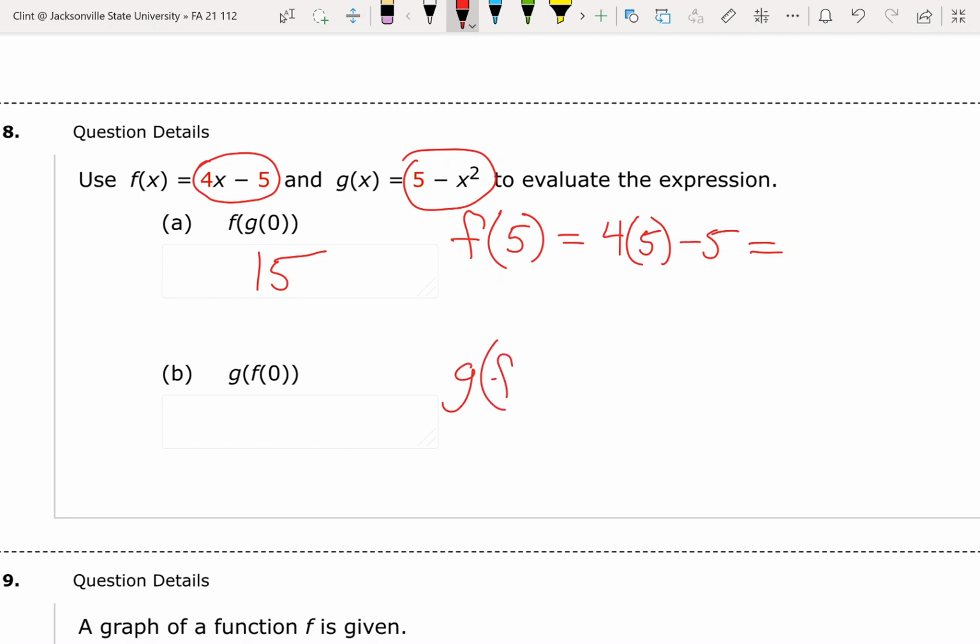Last one, let me write it out. We're going to plug 0 into 4x minus 5. We'll get -5 there, so we want g of -5. I'm going to take -5 and plug it into g. So 5 minus -5 squared, so 5 minus 25.